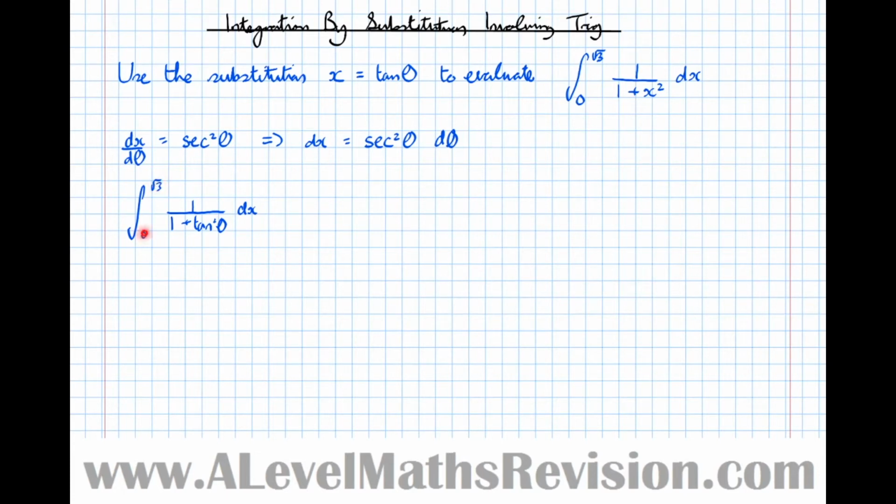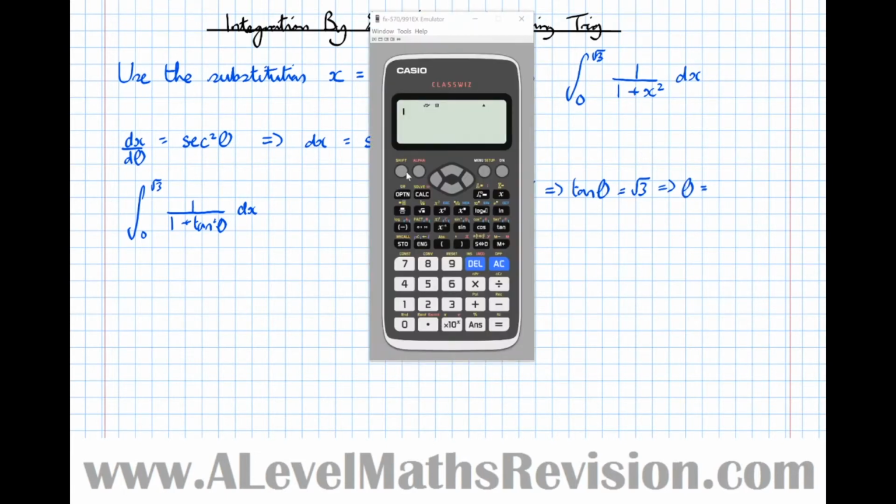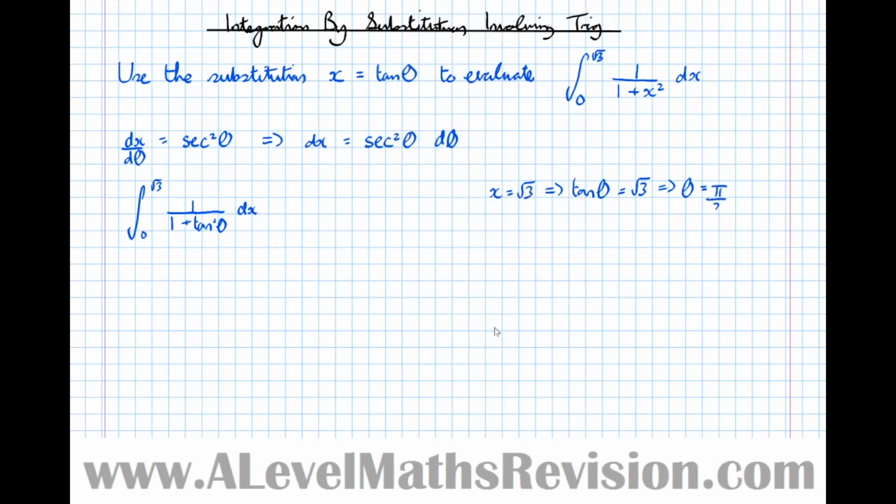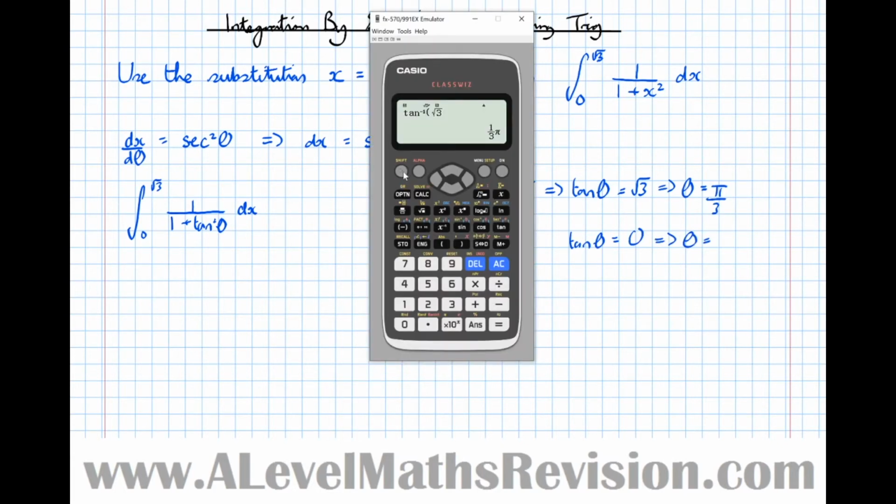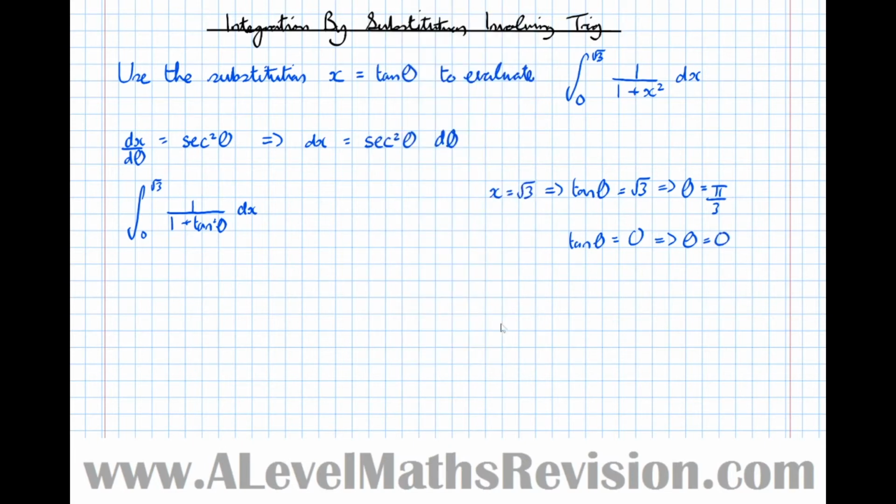And now when we change to d theta, we're going to have to change the limits as well. So these are limits that are all to do with x values. We need to make the limits relate to theta values. So if x equals root 3, that means that tan theta equals root 3. So we get theta equals, on the calculator, the arctan of root 3, which is equal to a third pi, so pi over 3. We've also got tan theta equals 0, which means that theta equals 0.